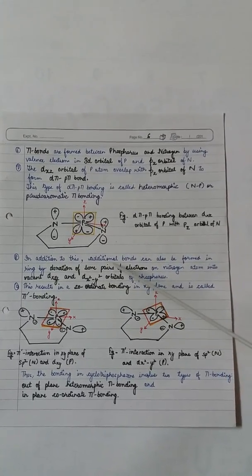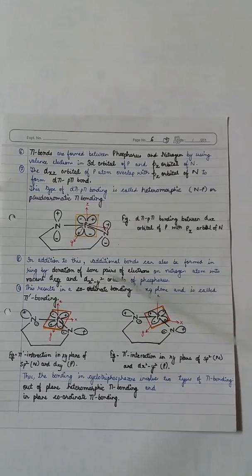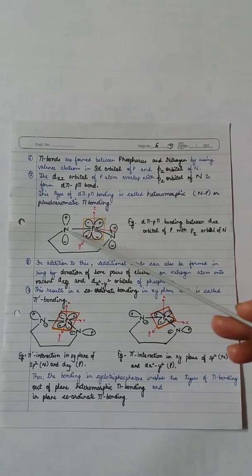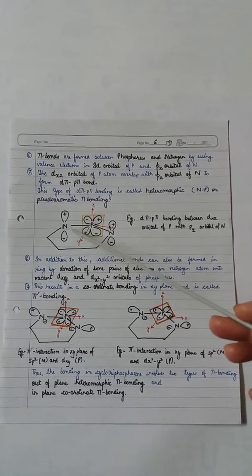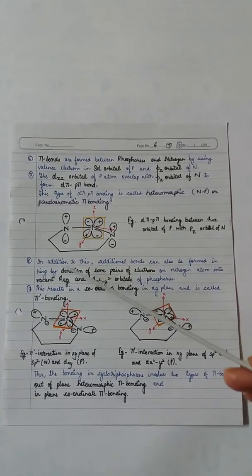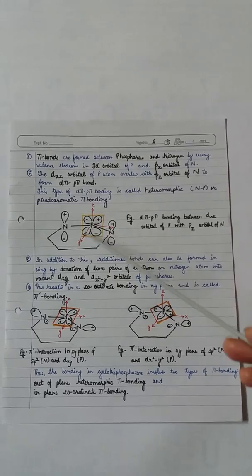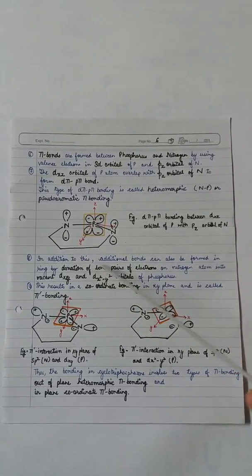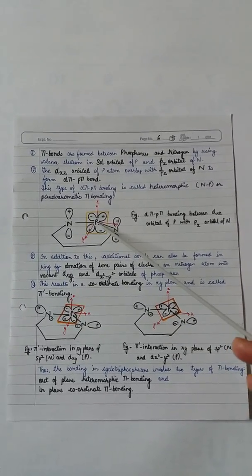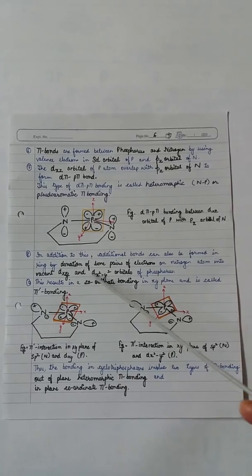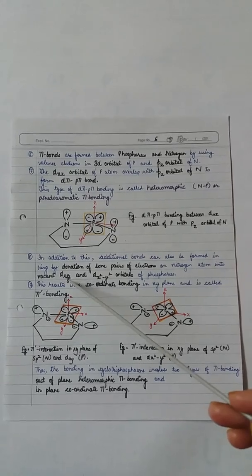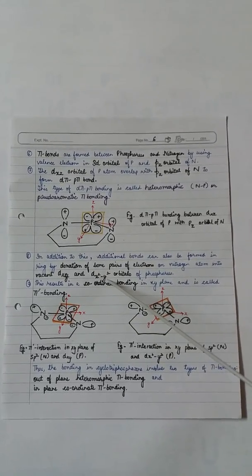In addition to this, there are additional bonds. They can also be formed in the ring by donation of a lone pair. Previously I told you that nitrogen had three hybridized orbitals, two were involved in making bonds with the adjacent phosphorus, and one was left with a lone pair. So in addition to this type of bonding, another type of bonding can be formed by the donation of that lone pair of electrons of the nitrogen atom into the vacant orbitals. So now the phosphorus will be containing the vacant dxy and dx square minus y square orbitals.